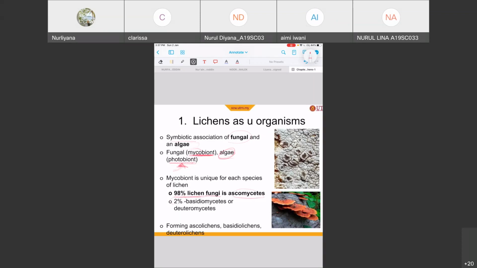Okay, so when they combine with algae, they are called ascolichens, basidiolichens, or deuterolichens. So these are the names of them when they have been incorporated with the types of algae. Okay, so mainly most of them are the ascomycete type.